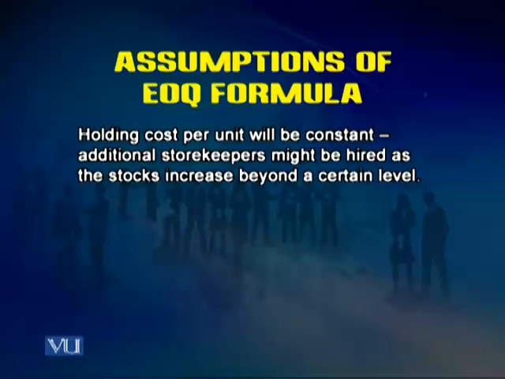Assumptions of the economic order quantity formula. Holding cost per unit will be constant. Additional storekeepers might be needed as the stock increases beyond a certain level. So we have just discussed a formula for the calculation of the economic order quantity.